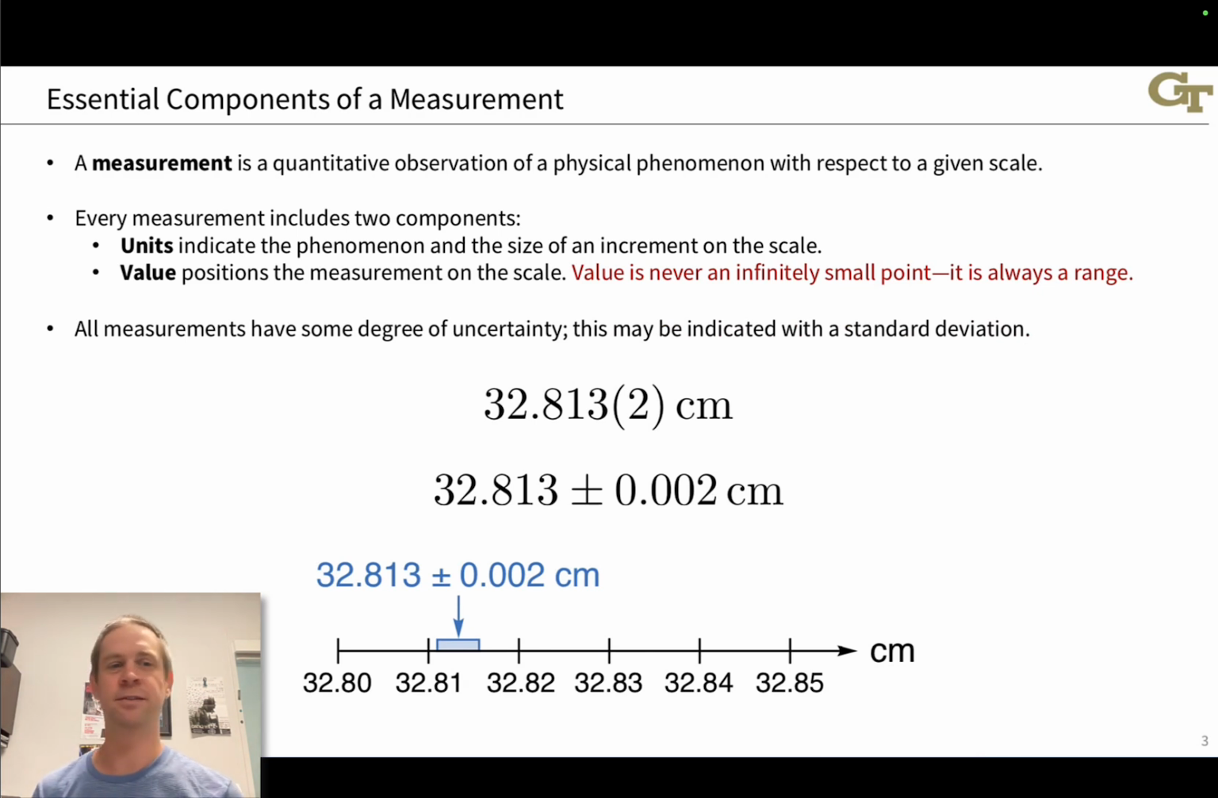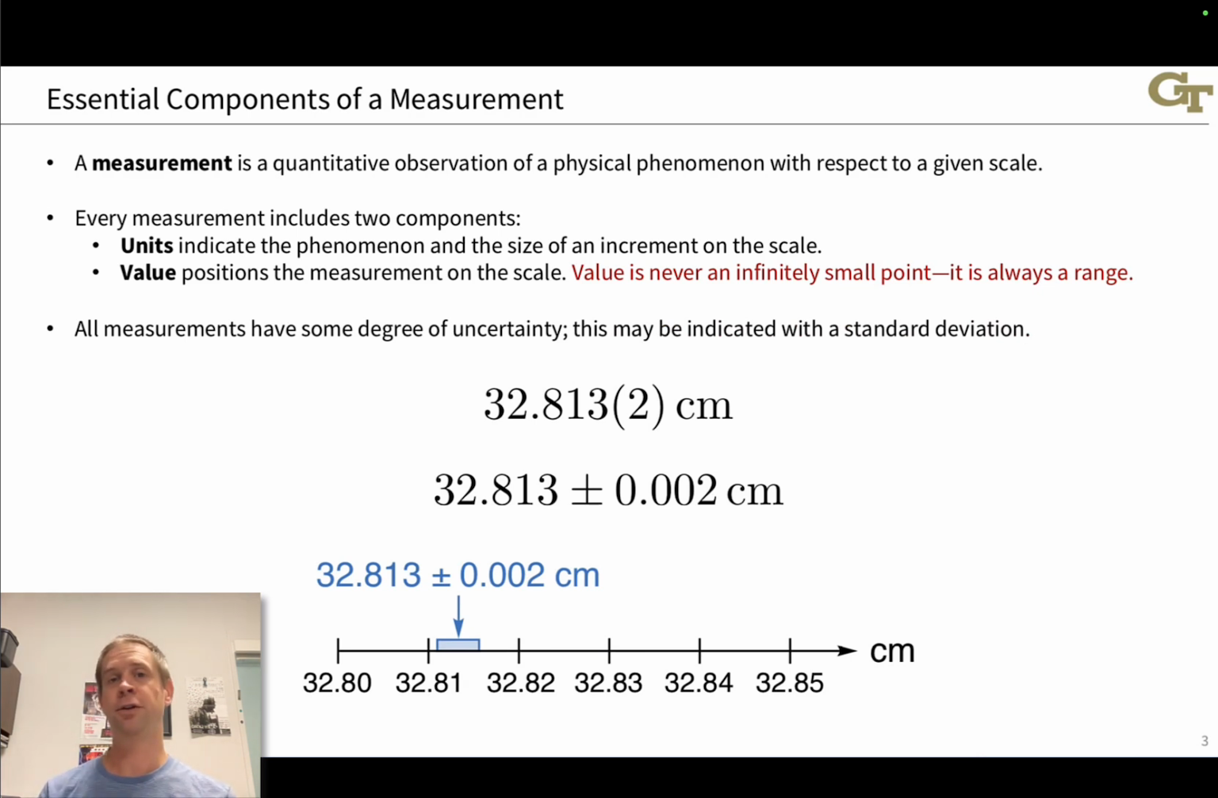So there are two components here. There's the unit, which indicates the nature of the phenomenon. Is it a distance or a length? Is it a mass? Is it a speed? Is it a brightness? Is it anything along those lines? Any sort of phenomenon, right? And the size of an increment on that number line where we're pinning the measurement, right? How big is the gap between two tick marks on the number line? The value is what positions the measurement on this number line, on the scale.